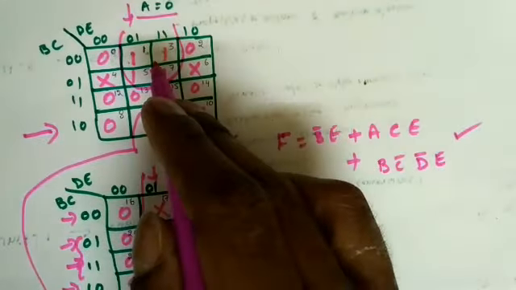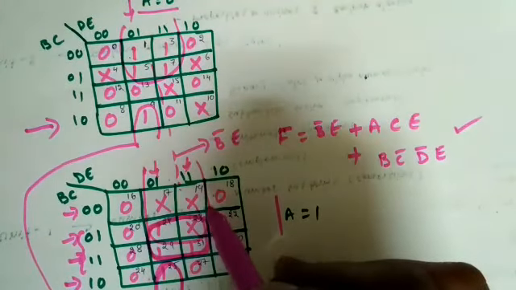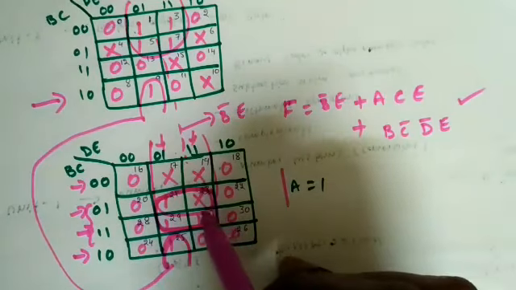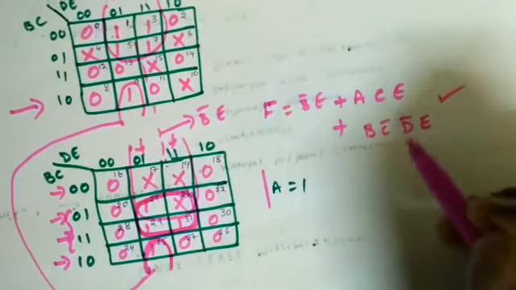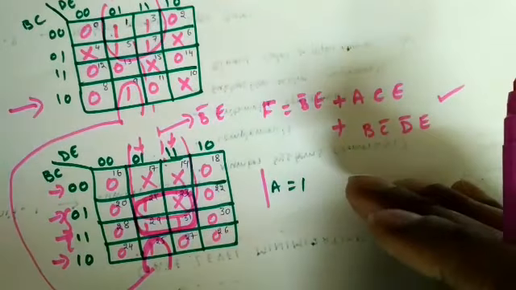See, 1 octet, so 4 ones are covered. Here, 1 is covered. Then to cover these 2, I made a quad like this. So only remaining is this one and this one, so I made a pair. This will give the simplified expression, right? So this is how to use these don't cares and simplify the expressions, right?